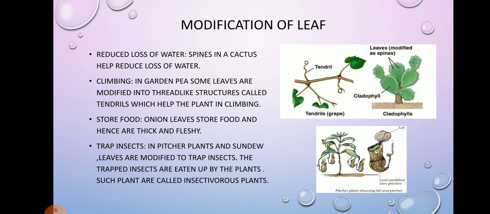Then the next function is to store food. Onion leaves are the best example, they store food in them and they are thick and fleshy. Even we have spinach and cabbage, leaves that are used as food. Okay, so these are some of the examples where storage of food is done in the form of leaf. Now the next is trap insects. Leaf is again modified for trapping insects. Now you all have heard about insectivorous plants.